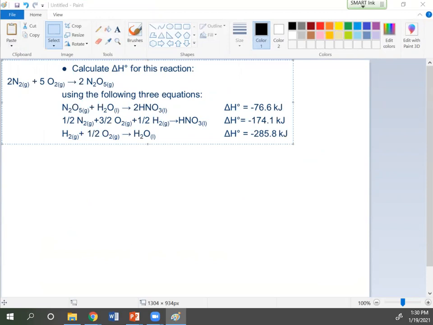So how you do this is you want to make the bottom 3 equations look like the top equation. You want to make the bottom 3 equations look like the top equation. So I'll take them one by one.